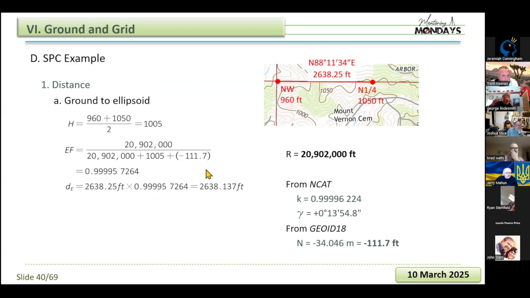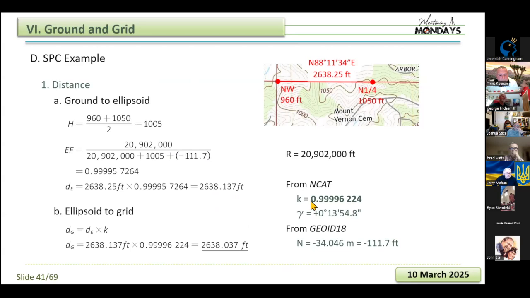Now, one thing you have to remember to do is that it gives you the geoid height in meters coming out of Geoid 18. You have to convert that to feet. Otherwise, you'll introduce an error in this equation if you're working with feet with all the other stuff. My scale factor, 0.9962224, is how to get from the ellipsoid to the grid. If I multiply that by this, that gives me 2638.037 feet for my grid distance.